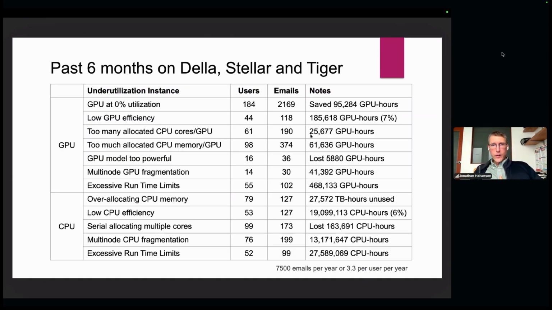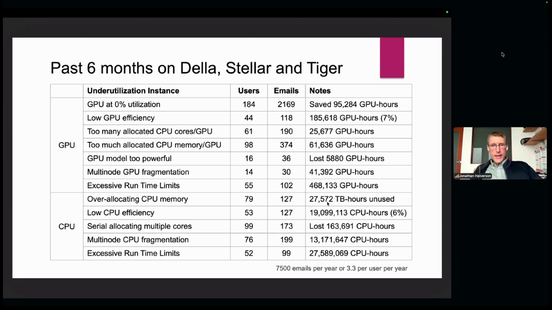The rest of these ones, they're not too bad, but every bit helps. So we keep running those alerts. GPU model too powerful. We're not really losing much there, but we still like to contact those people. And same thing for the multi-GPU fragmentation. It's not such a big loss. It's, I guess, just greater than 1%.